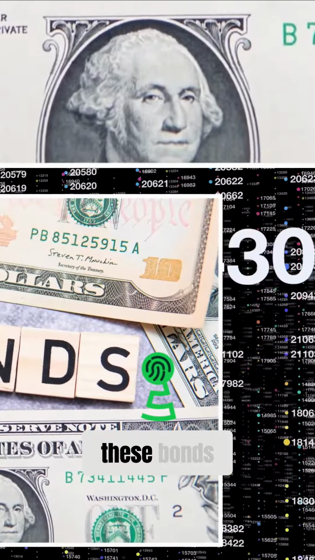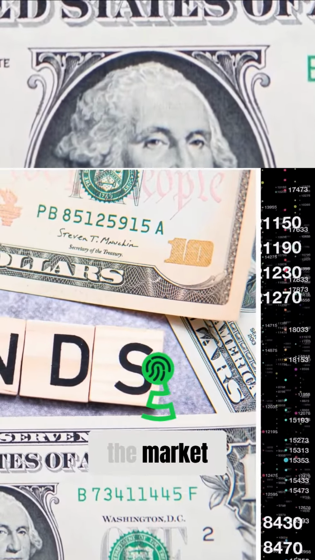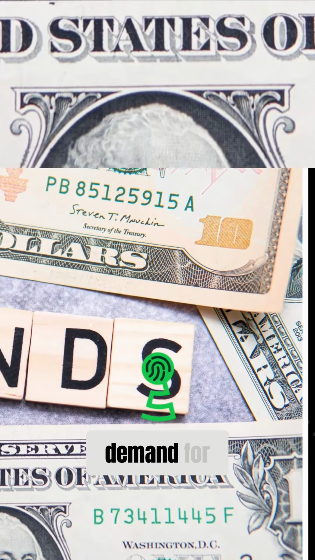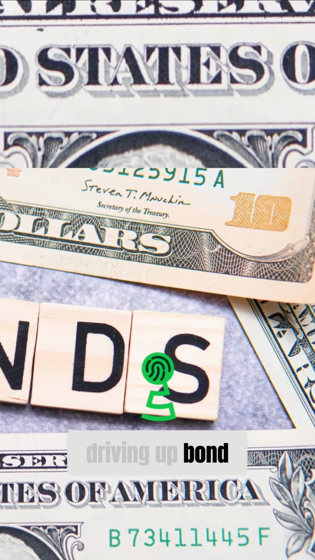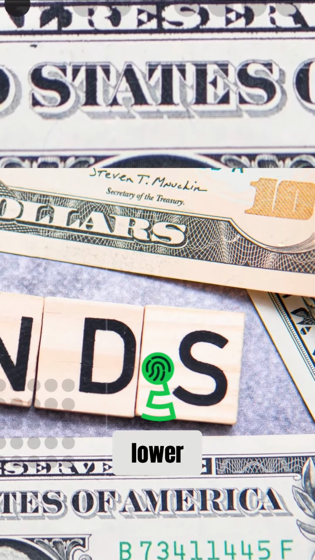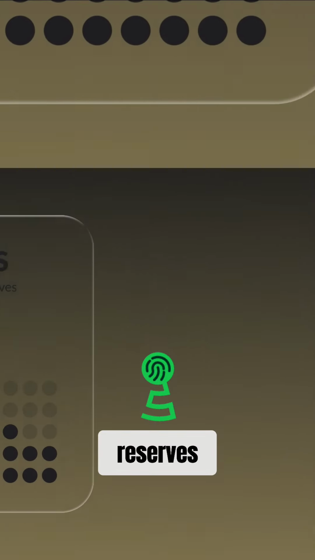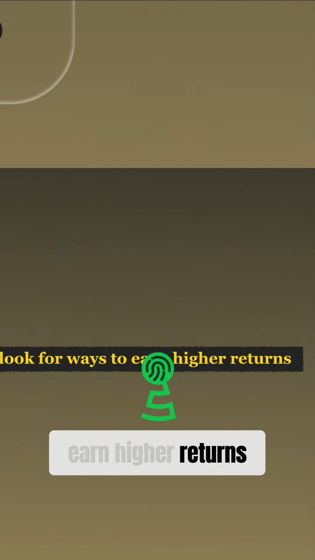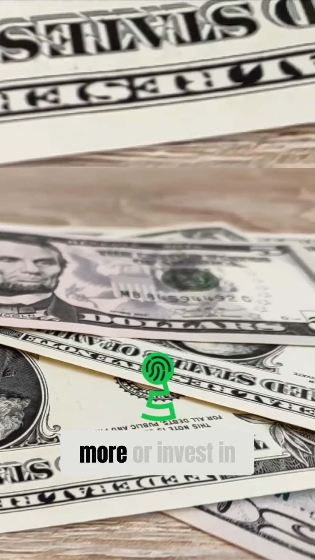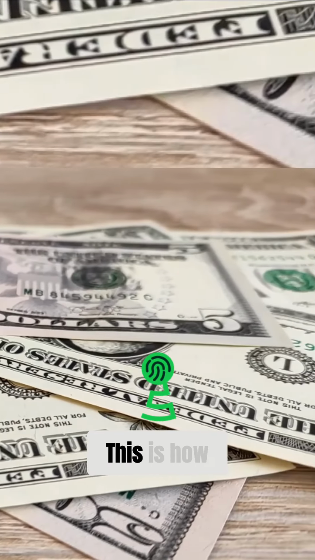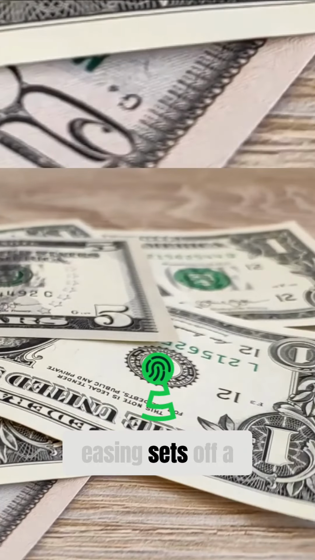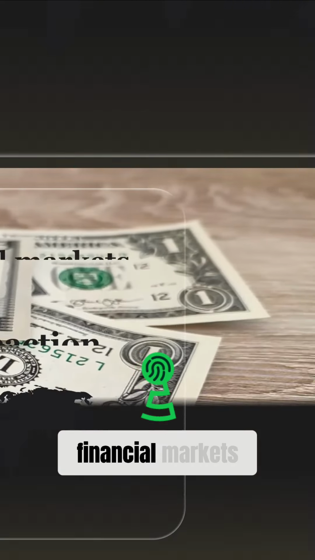Once the Fed buys these bonds, it removes them from the market. The immediate effect is to increase demand for government debt, driving up bond prices and pushing yields lower. Banks, now holding more reserves, look for ways to earn higher returns. With government bonds paying less, they're encouraged to lend more or invest in other assets. This is how quantitative easing sets off a chain reaction throughout the financial markets.